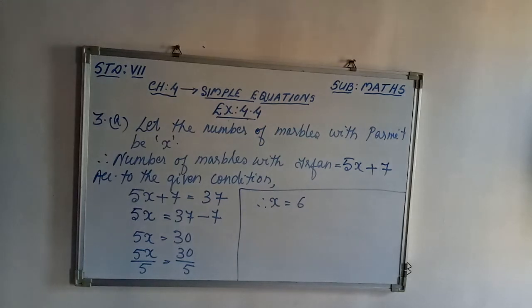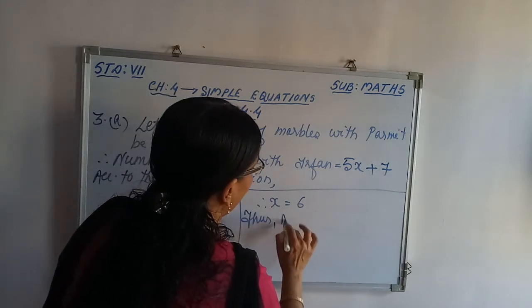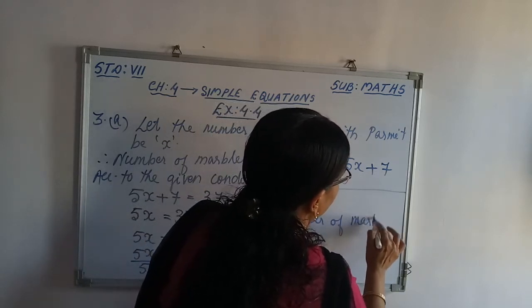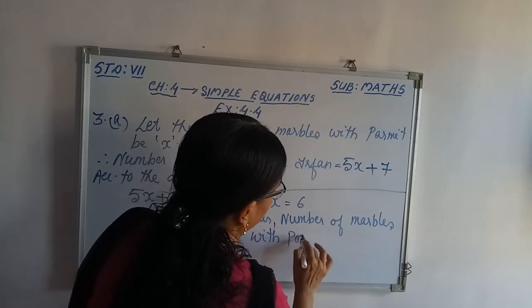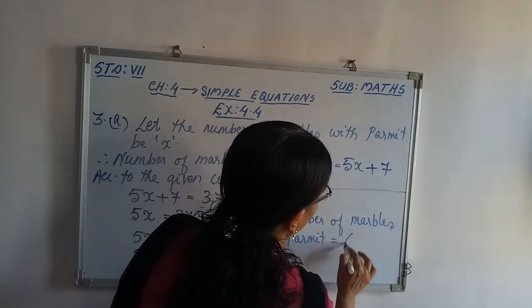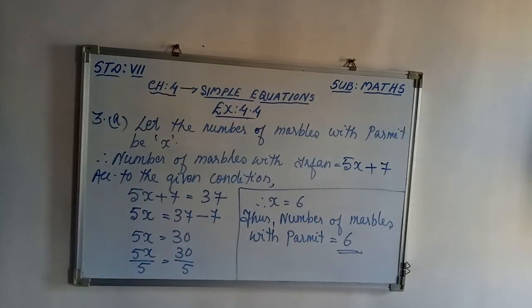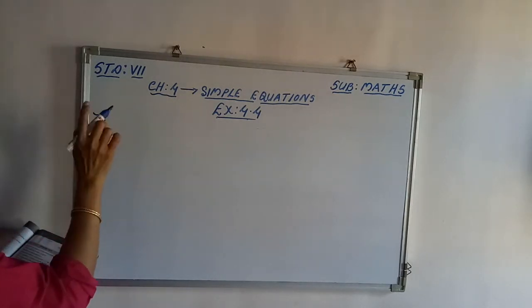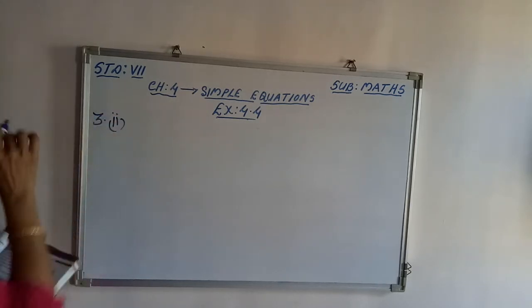What's the question? You have to find out the number of marbles with Parmeet. So, thus, the number of marbles with Parmeet is equal to 6. Is that clear? Now, second one. In the first question I wrote A, it is not A, it is given in your book. So it is the second one, the first is already solved.